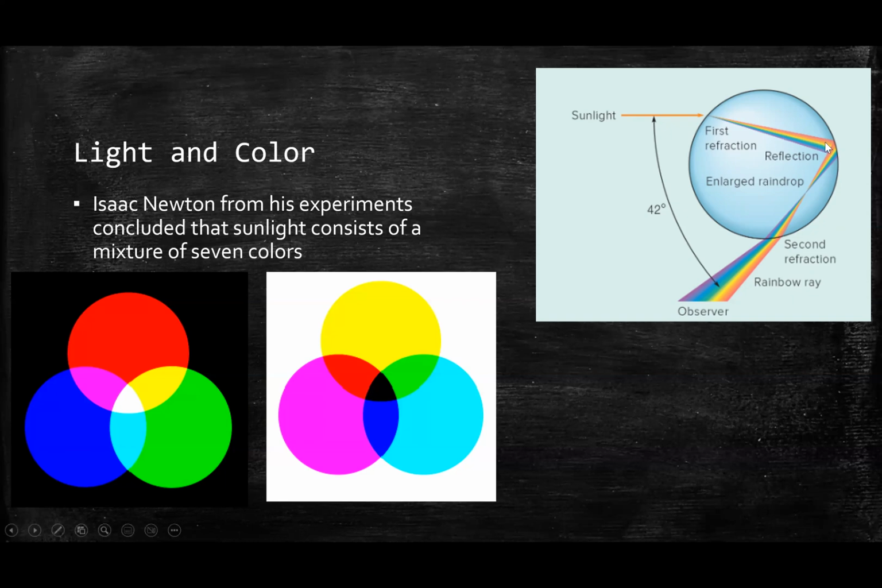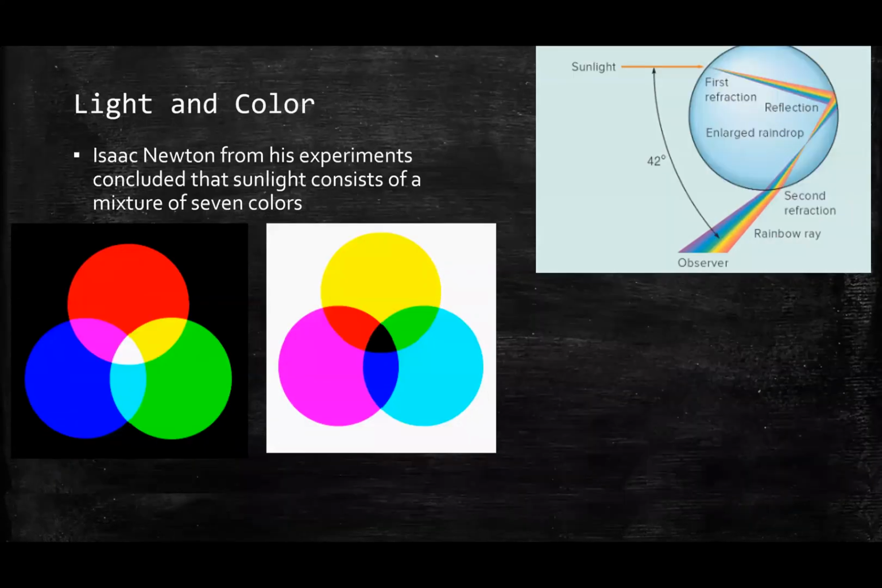On the other side of the raindrop, when the rays hit that other side, they undergo total internal reflection. They come back, they spread a little more as they reach the second refraction or the second bending. So the observer will see what we know to be the colors of the rainbow.